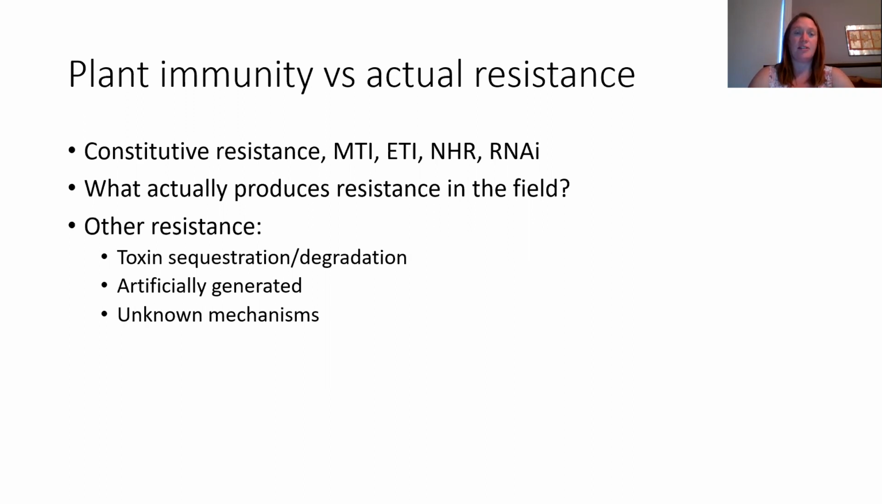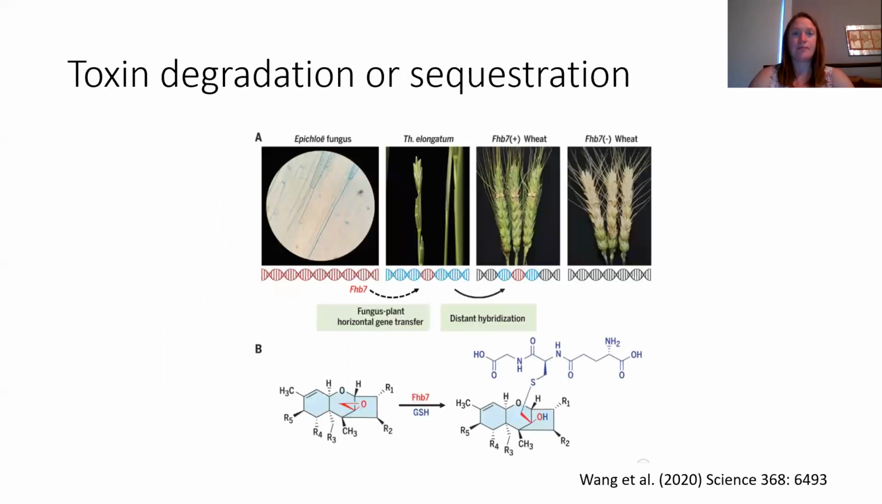For example, there's forms of resistance that we've tracked using breeding, but we don't understand how that resistance is generated in plants. So there's actually still a lot to discover. So here's an example of toxin degradation as a tool for generating resistance. In this particular disease, we have Fusarium head blight. It infects wheat and barley and corn, and it produces a virulence factor called deoxynivalenol, called DON.